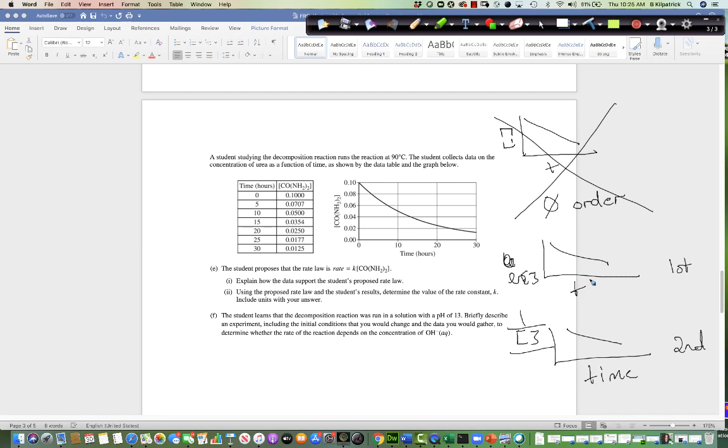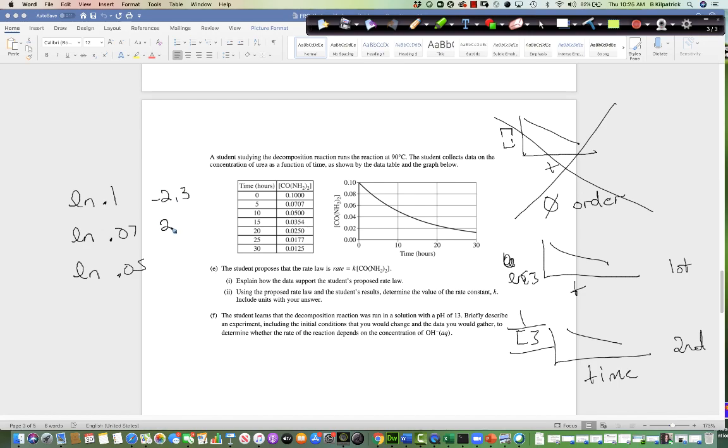So first versus second. So one of the things that you could do is you could say, okay, let me go ahead and take the natural log of these numbers. So if I have the natural log of 0.1, the natural log of 0.07, the natural log of 0.05. So if I were to do that, okay, what I'm going to see is that this is negative 2.3.